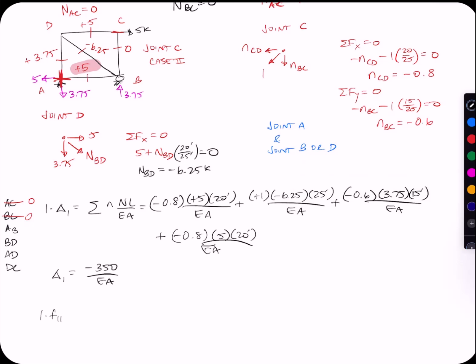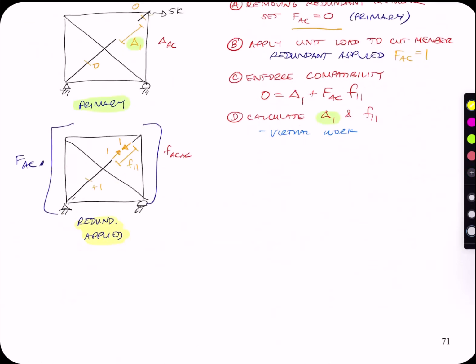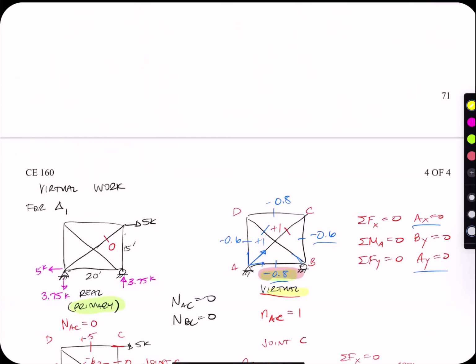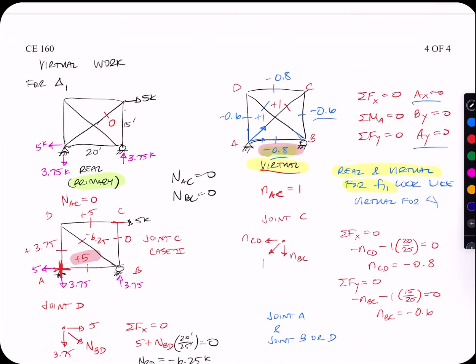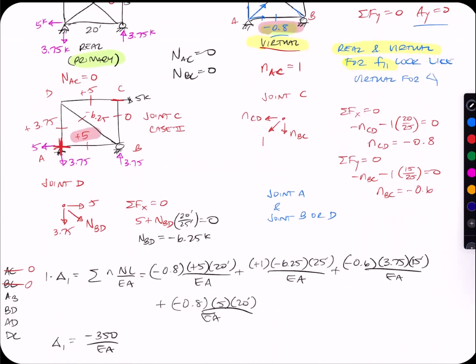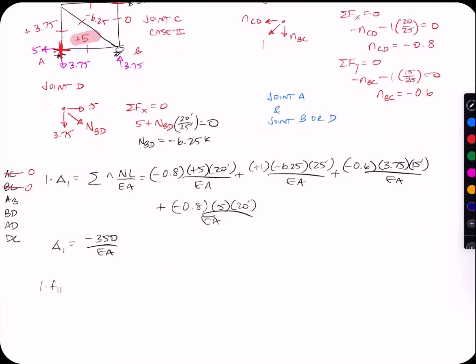I don't have to do any additional work because my redundant applied structure is where I'm going to get F11 from, and that looks exactly like my virtual. So my real and my virtual for F11 look like the virtual for delta 1, which means I can just use those values. I don't have any zero force members, so I'm going to have to do all 6 members.